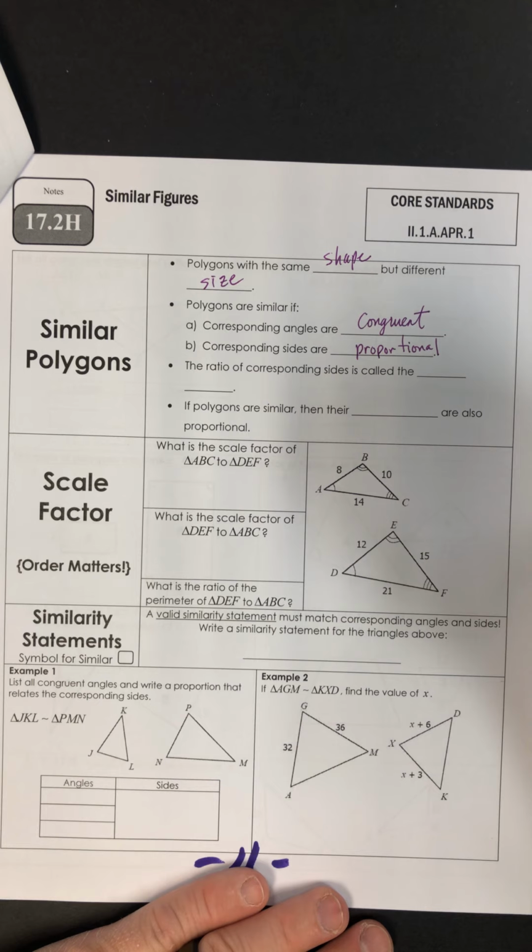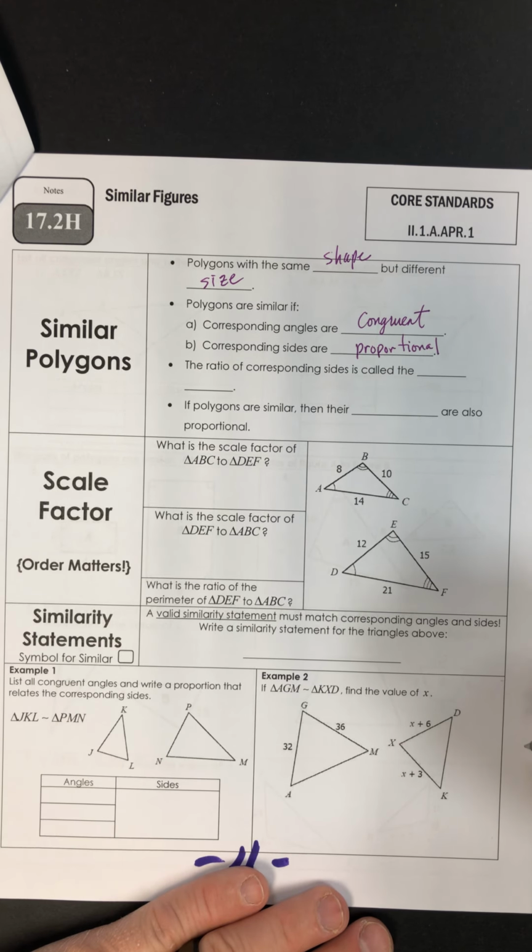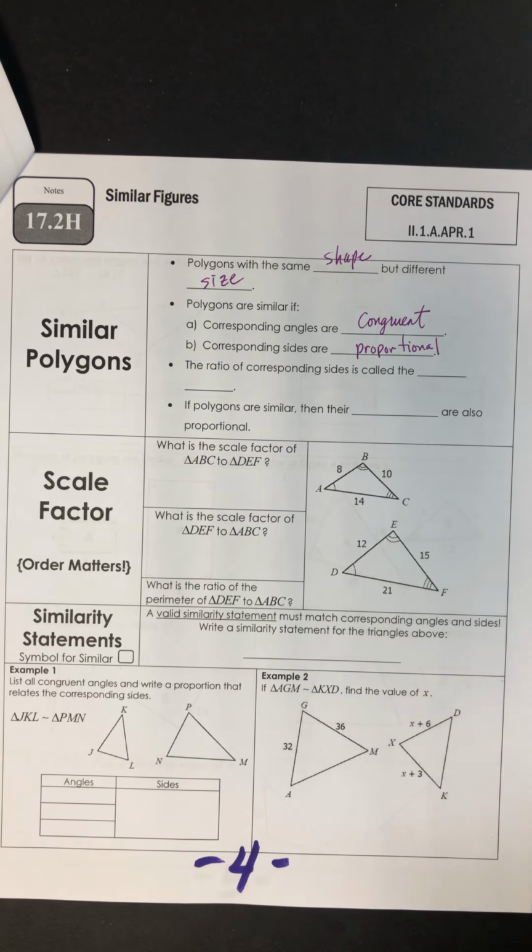Okay, what does proportional mean? Well, we just did that assignment on 17.1 about proportions, where you can set up a ratio comparing the sides. So side of one triangle compared to the same side of the other triangle, and so on. Those fractions would equal each other. We're going to talk about that.